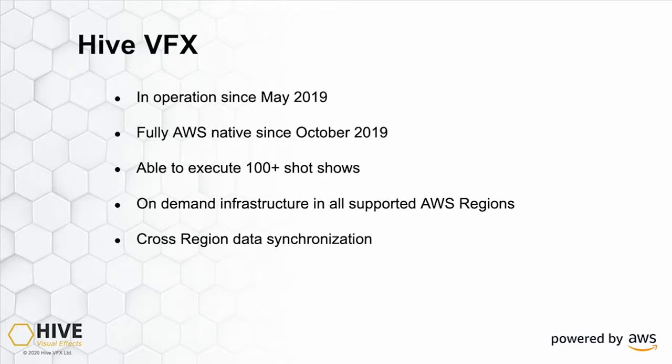The most common regions we use are US West 2, which is Oregon, serving the West Coast, CA Central 1, which is Montreal, serving the East Coast, EU Central 1, which is Frankfurt, serving all of Europe, and AP Southeast 2, which is Sydney, serving Australia. We can also enable cross-region data synchronization on a per-project basis, depending on where artists are located for each individual project. This way we don't have to synchronize all data to all regions, keeping our storage costs lower.